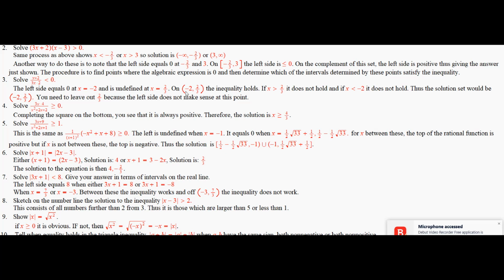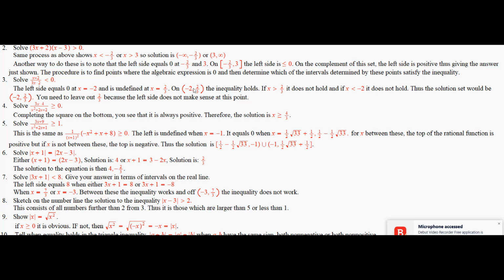Between negative 2 and 2/3, the inequality holds. See, if you plug in 0, for example, you have negative 1, and that's less than 0. But if x is bigger than 2/3, then the inequality does not hold. You can just check that. Put in x equal to 5. You'd have 7 over something positive. This would be positive. And similarly, if x is less than negative 2, it does not hold.